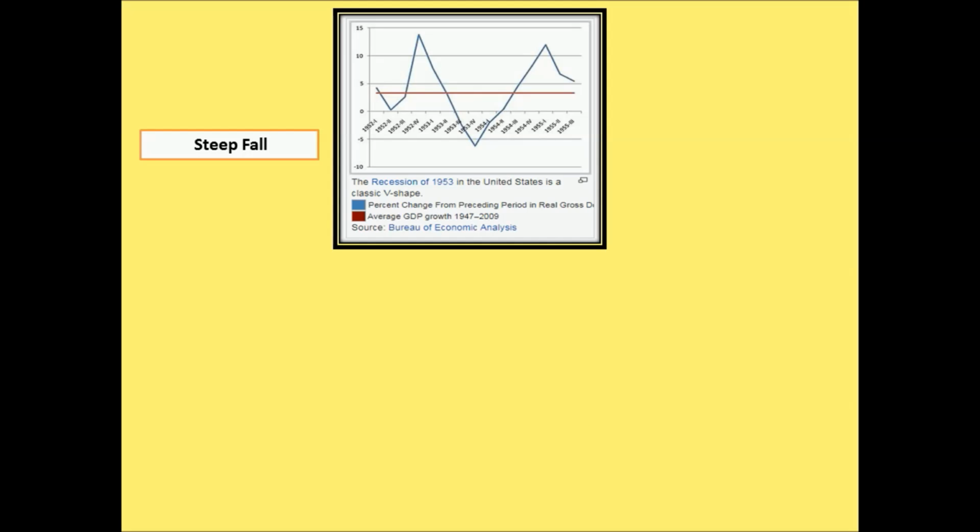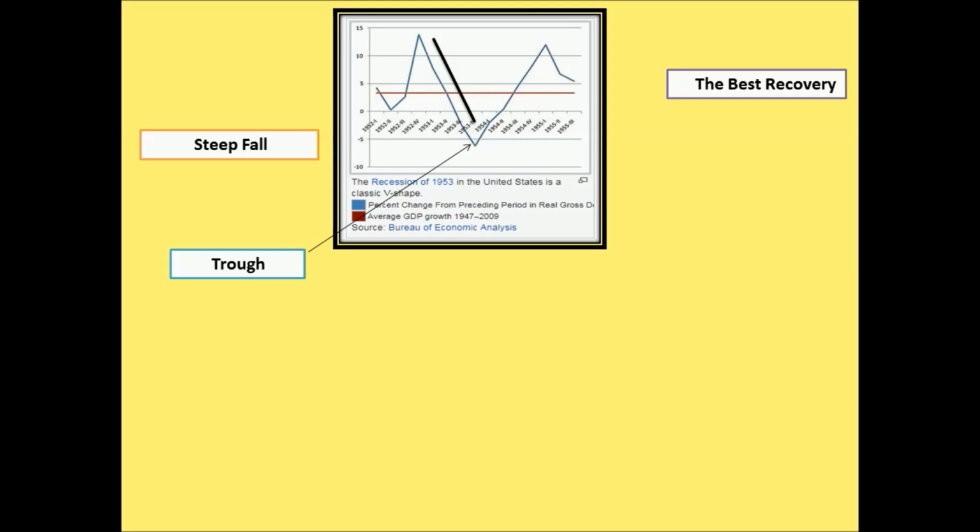If you see this graph, it's talking about the recession of 1953 in the United States. There is a steep fall in the economy and then it reaches the trough. Trough means bottom. The economy is falling down and reaching the trough. Then after the trough, there is a best recovery. The economy is bouncing back. There is a fall and immediately there is a recovery. So this graph looks like a V shape.